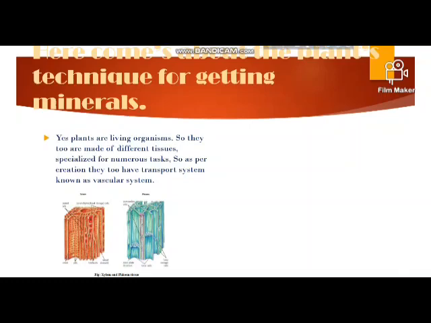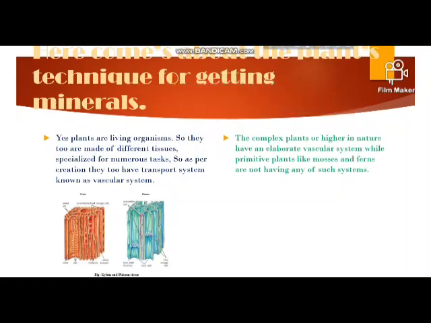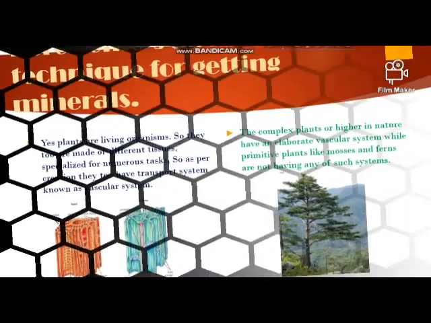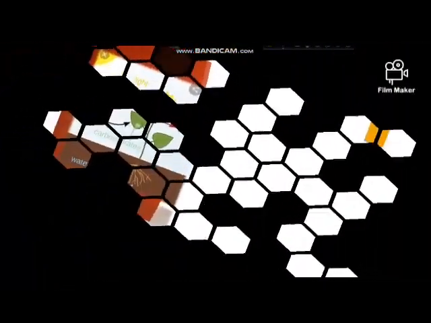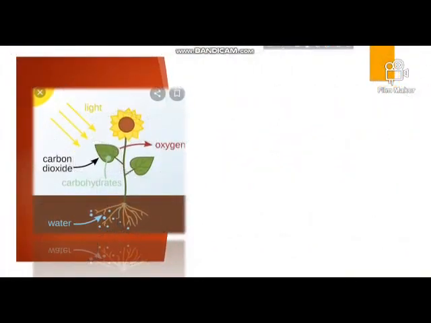The complex or higher plants have an elaborate vascular system, while primitive plants like mosses and ferns do not have any such system. Plants prepare their own food in the process of photosynthesis. For this process, plants require water, carbon dioxide and sunlight.